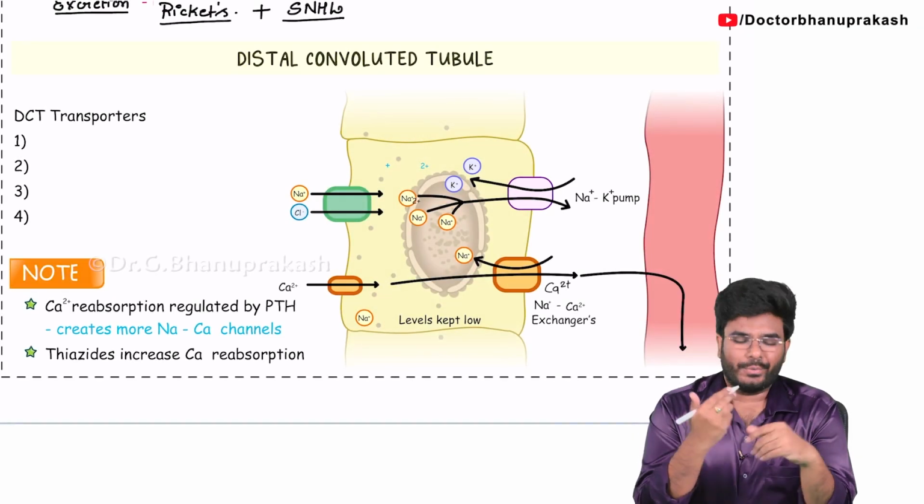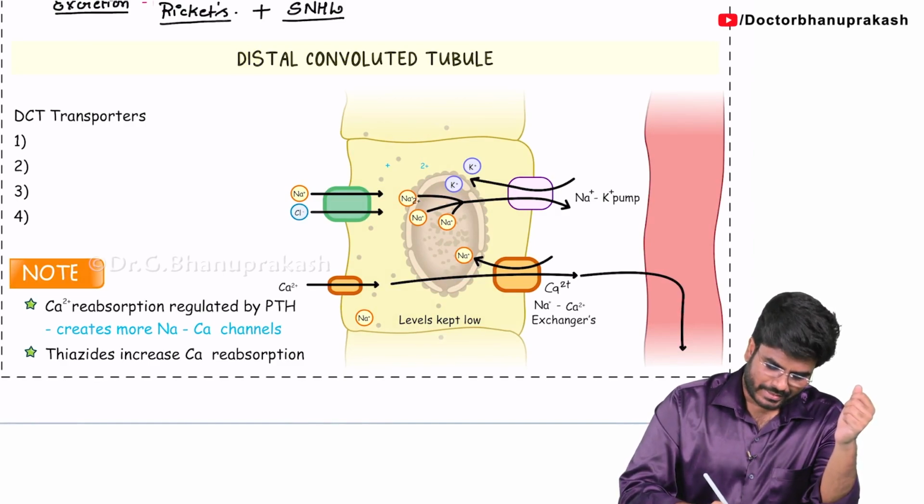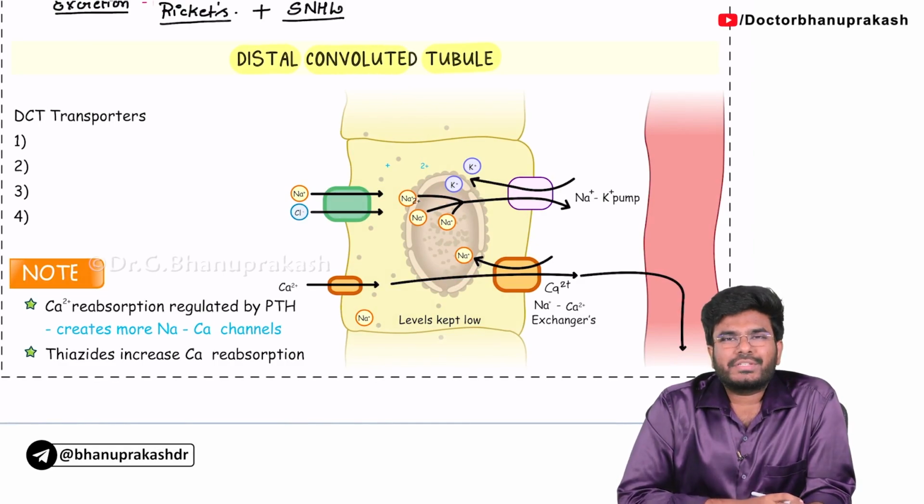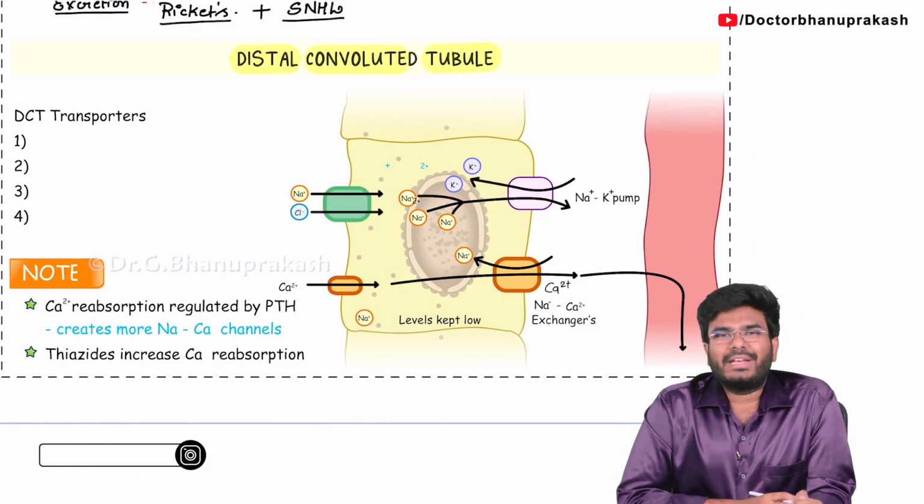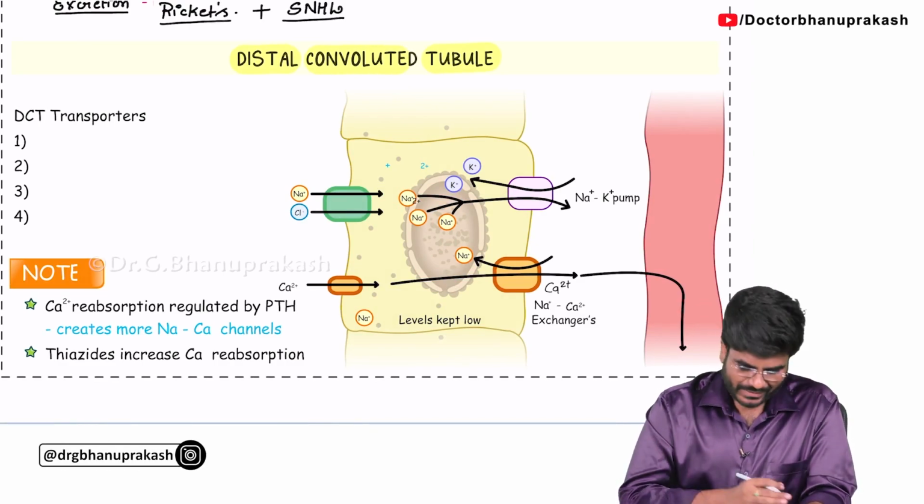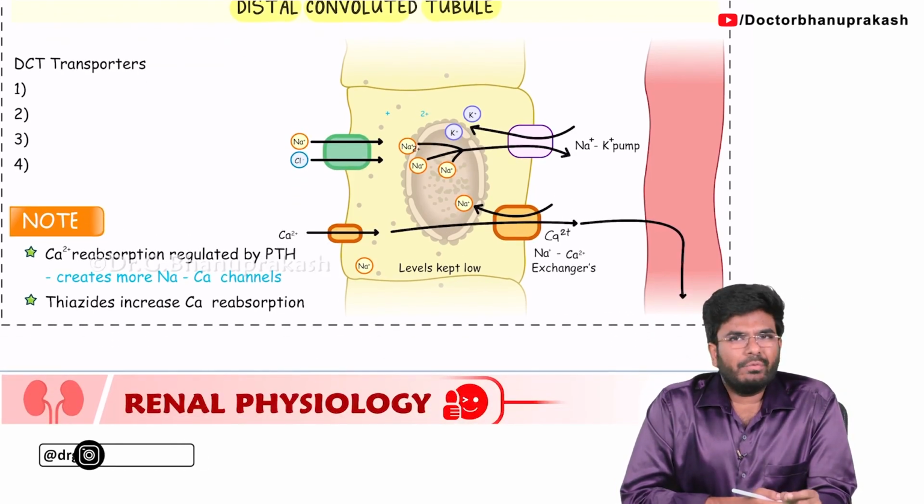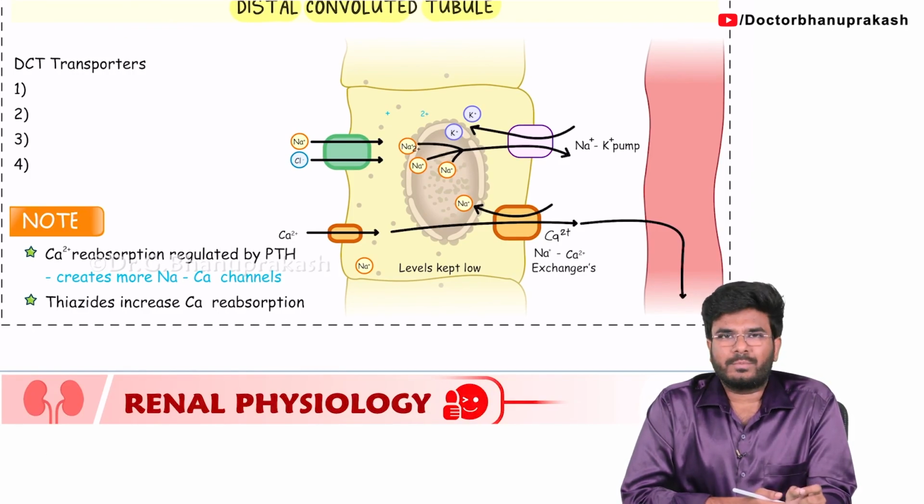Welcome back guys. Now let's continue with the distal convoluted tubule. Already we have discussed the PCT and the loop of Henle, now the DCT. Now in the DCT, what exactly is happening? Is any water reabsorbed in the DCT? First of all, the answer is no. There is no water reabsorption in the DCT. Then what is happening? Solutes are getting reabsorbed.